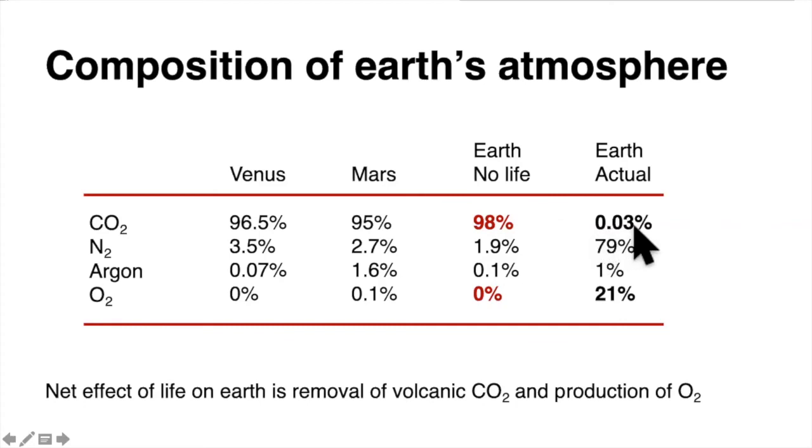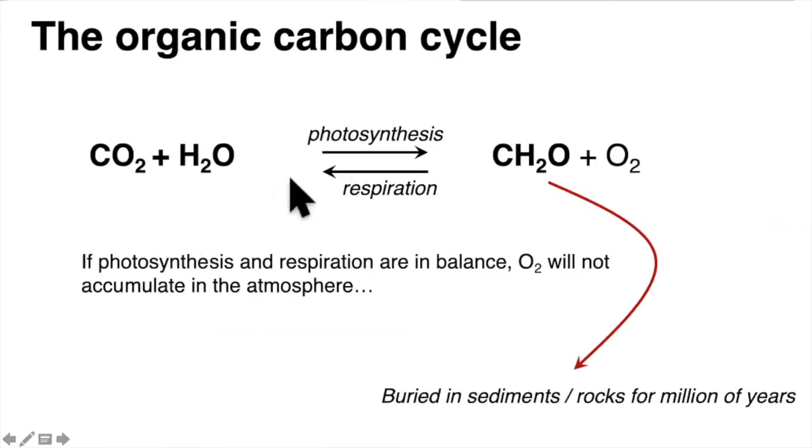300 parts per million CO2 of the pre-industrial atmosphere is around 0.03%. And in contrast, oxygen in the atmosphere is around 21%. So this is a massive overturning of what volcanic activity alone would produce. But if you look at this equation again, if this is totally in balance, then you'll never really accumulate oxygen. If an organism generates carbon through photosynthesis and then someone else comes along and eats them, there's no accumulation of oxygen in the atmosphere.